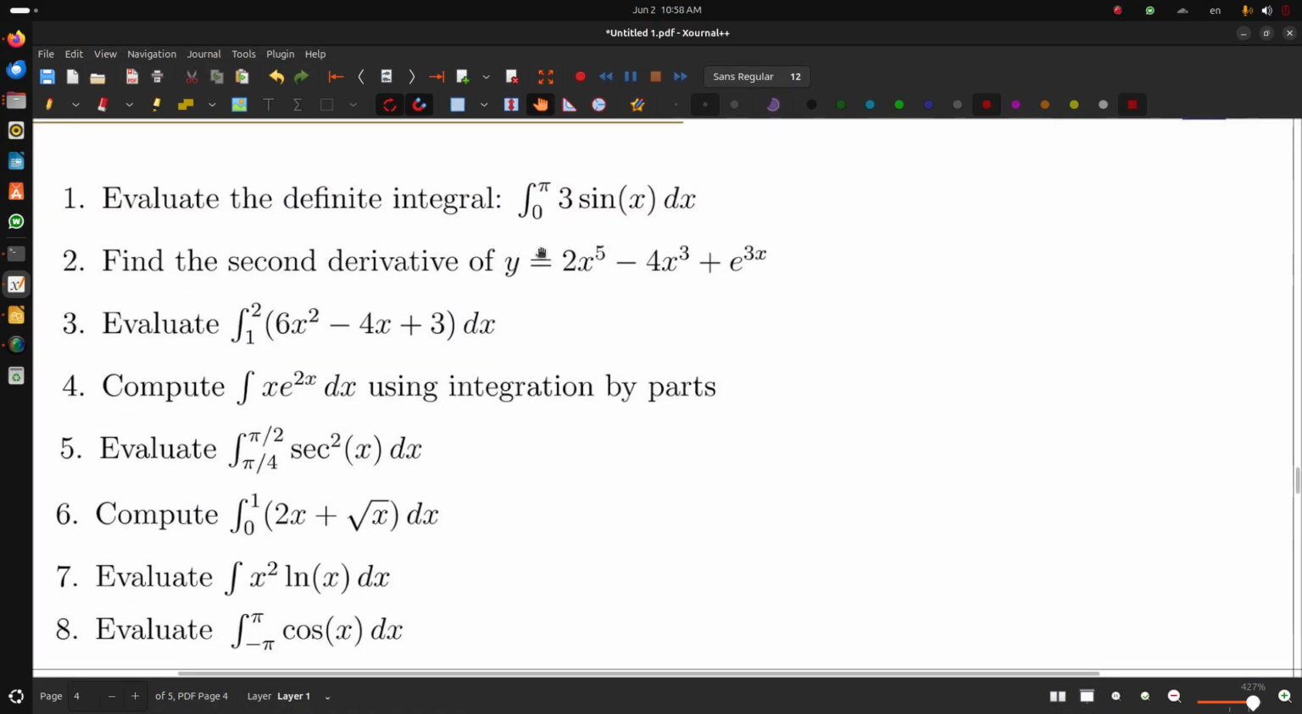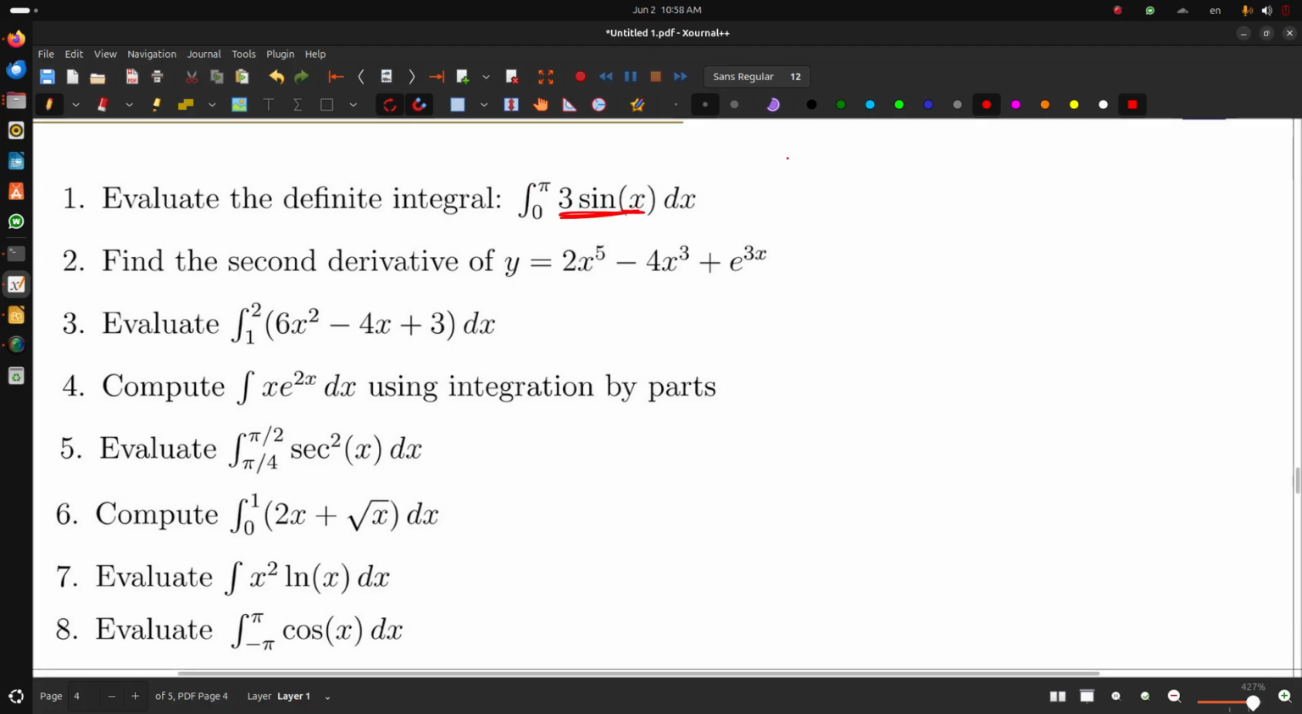Okay, about this one, actually you can check the result by using your calculator, but right now we will use workout steps to show the solution. We need the definite integral from 0 up to pi of 3 sine x dx. How will you do it?